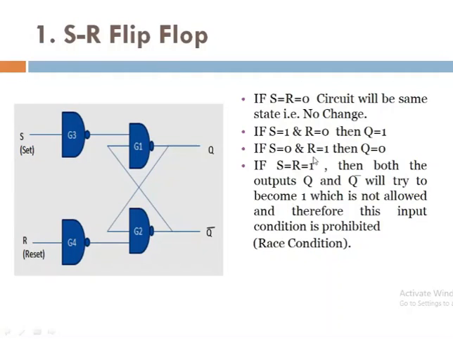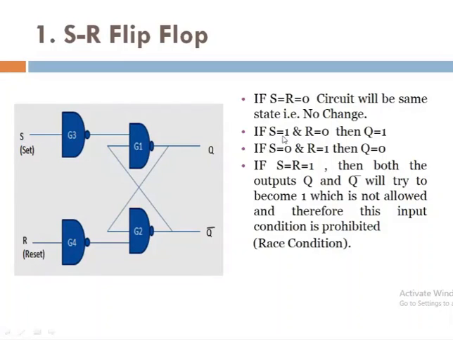Here the R value is 1, that's why the output of this G4 will be a 0. Here you are getting the 1 value. Now Q is equal to 0 and Q bar is equal to 1. Both are complements of each other. So this condition, when Q is equal to 0, we can say that when S is equal to 0 and R is equal to 1, your circuit is in a reset state.